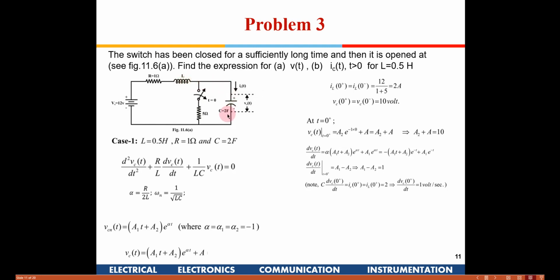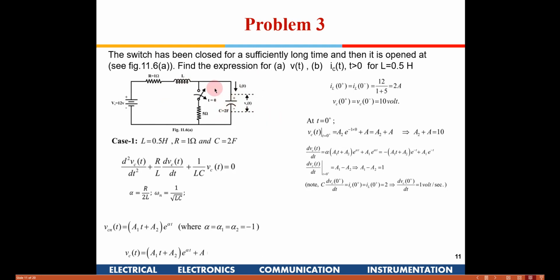So the initial current in the capacitor is the same as what was there in the inductor just before opening of the switch. We'll see in some other cases it will not be the case. Here, whatever is the current in the inductor, there is no path for it to follow, so it will go through the capacitor. There is no way out here.